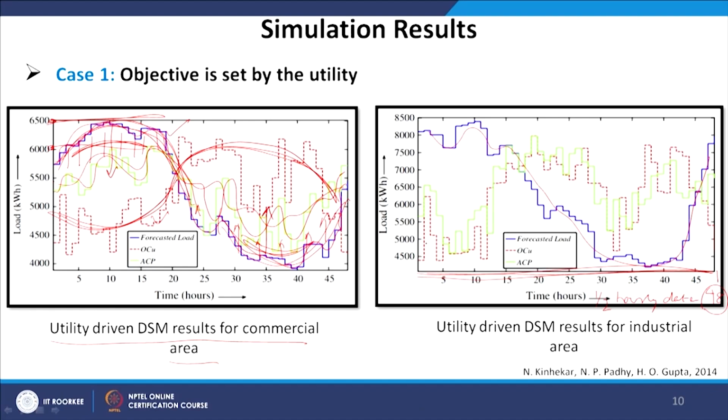And now, here also we can say the peak which was at approximately 8,400 is now reduced to 8,000. So, there is a small reduction in my peak due to the DSM program in place even for industrial consumers.